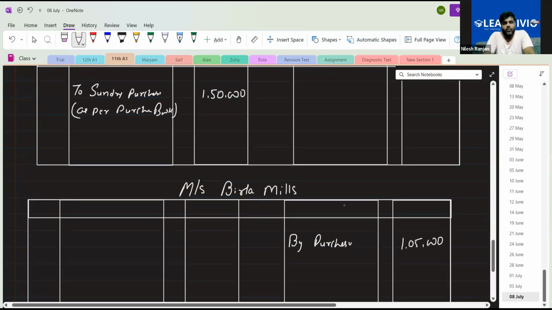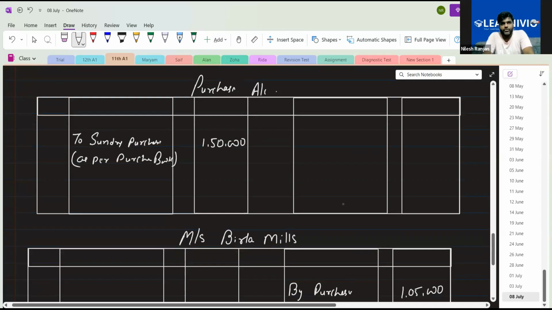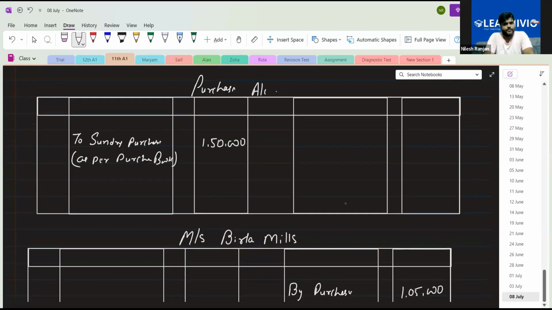Okay. So after writing all these items, what is the next step? After posting the amount in the ledger, what is the next step of ledger? Yes, Manvi? Can you repeat? Yes, I'm saying that after posting all the transactions into ledger, what will be the next step of ledger we have to do?